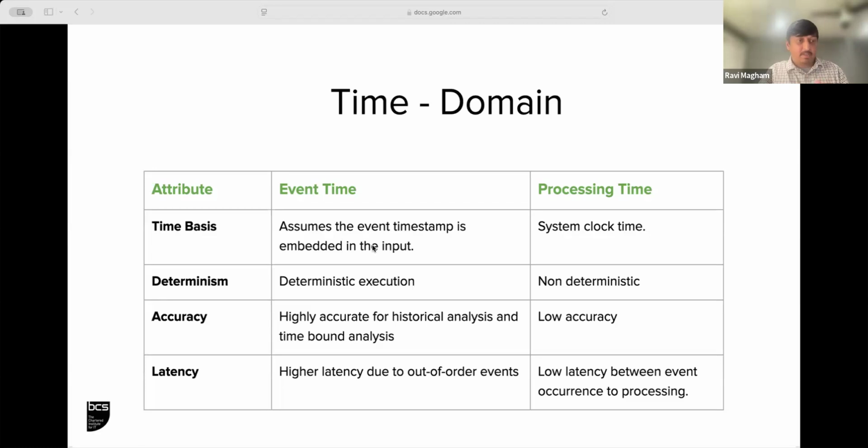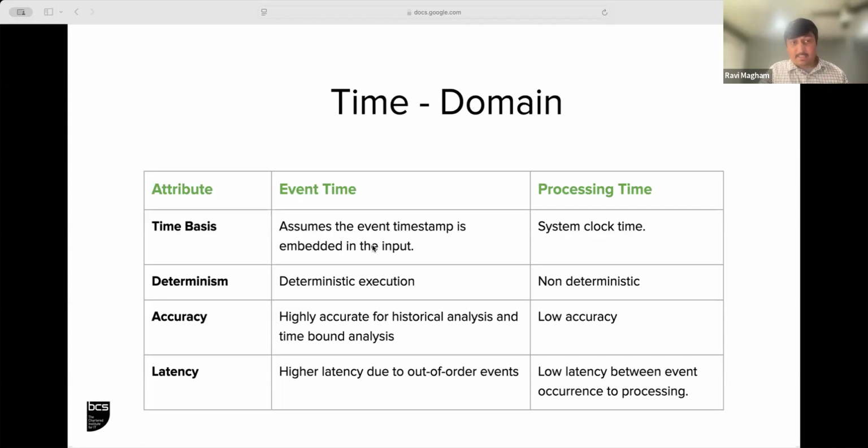If you use event time, because the windows are going to be created according to the timestamp that each event belongs to, that's going to be used to really determine which window that event belongs to. So what's going to happen is you're just going to get much more deterministic results.